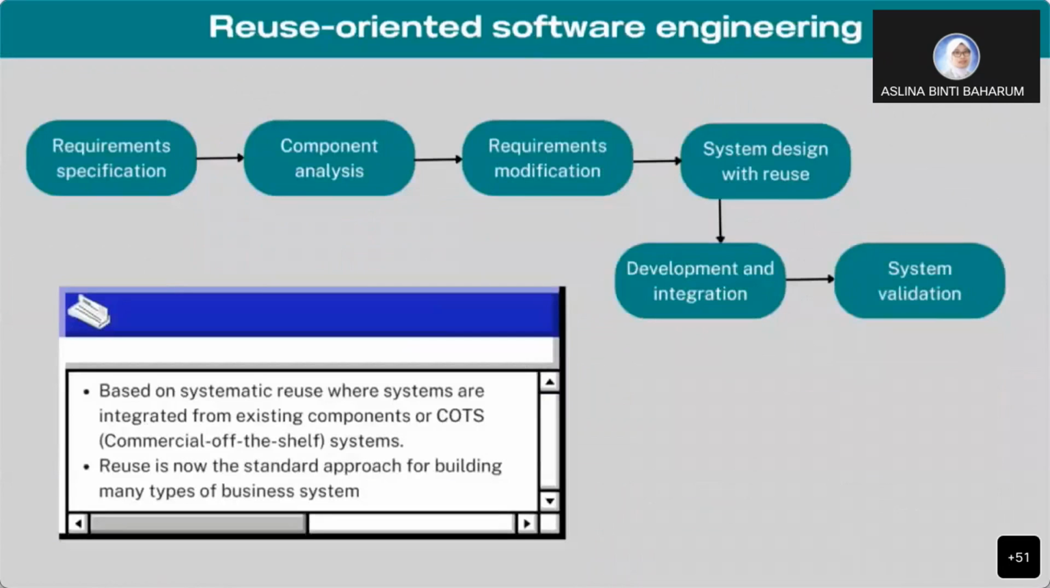So this is the step for reuse-oriented software engineering, which includes requirements specification, component analysis, requirements modification, system design with reuse, development and integration, and last but not least, system validation. Based on systematic reuse, where systems are integrated from existing components, or COTS, commercial off-the-shelf systems, reuse is now the standard approach for building many types of business systems.